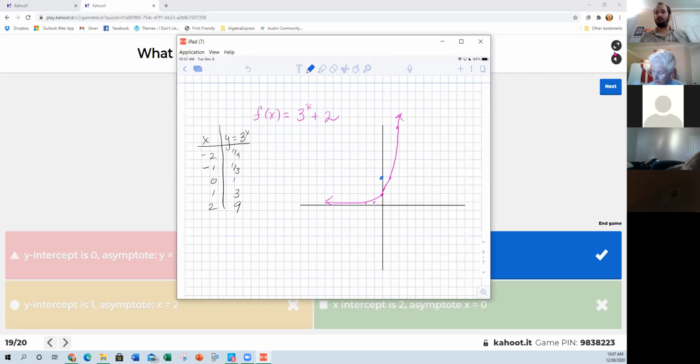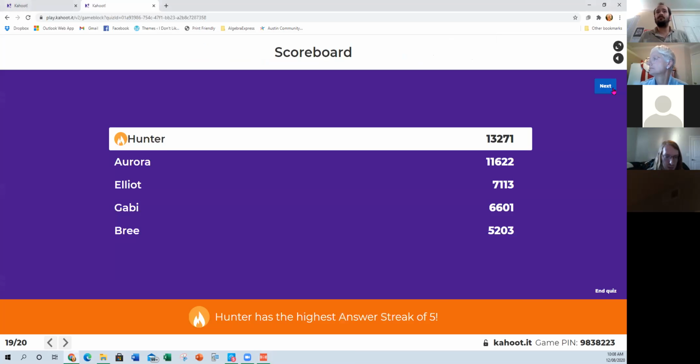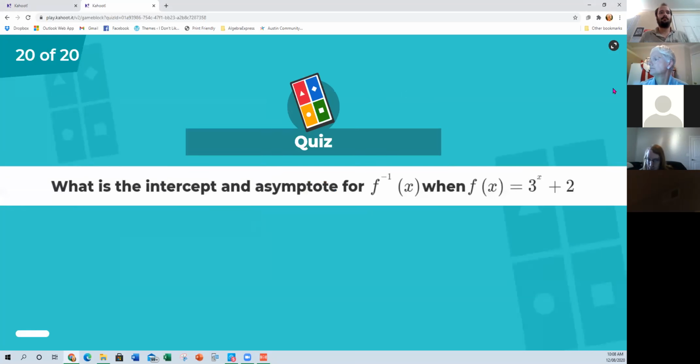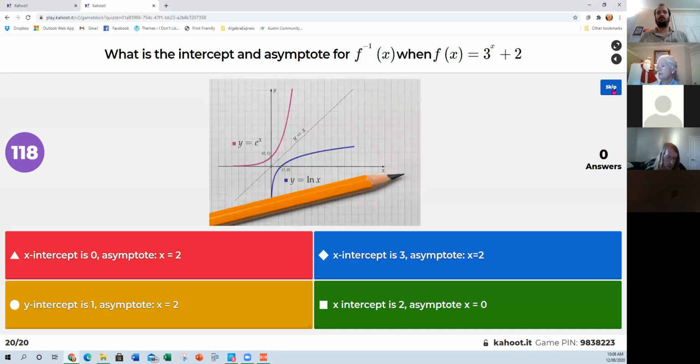And the new horizontal asymptote will be y equals 2. So you should be able to graph that. Hopefully you can do that without too much trouble. Then what's the intercept and the asymptote for this? Again, you need to be able to graph this as well.